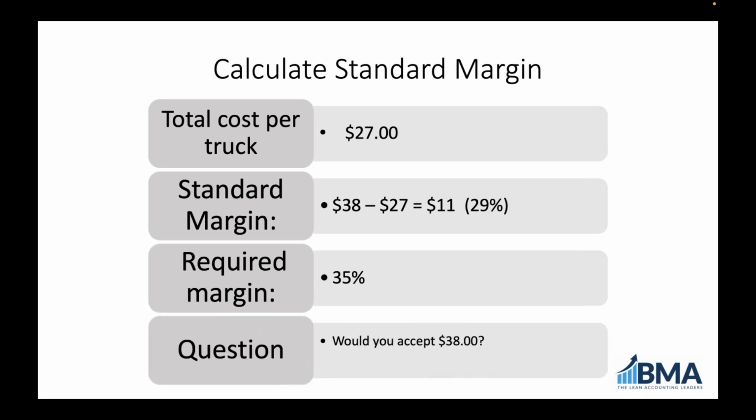Again, just looking at it from a standard costing perspective, you might say, no, we're not going to take this. We can't do the work for $38. We need a higher price to make more money. So the question is, would you accept this order or not? There's not really a right or wrong answer, but with standard costing, we're not going to do it.